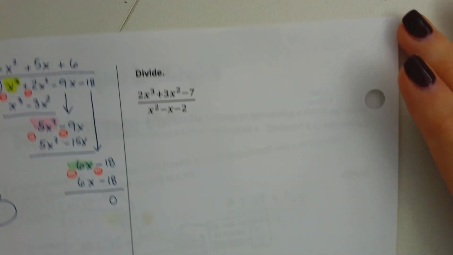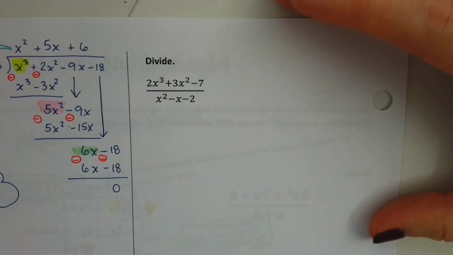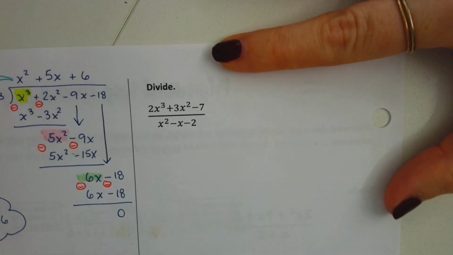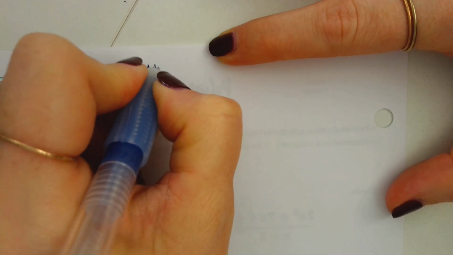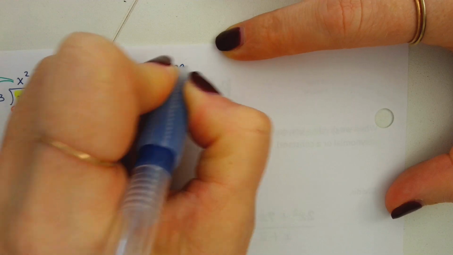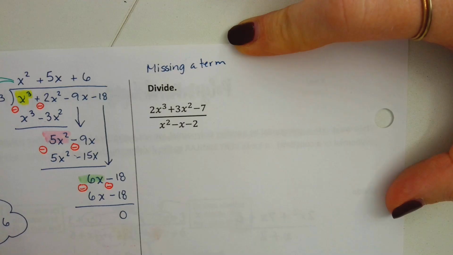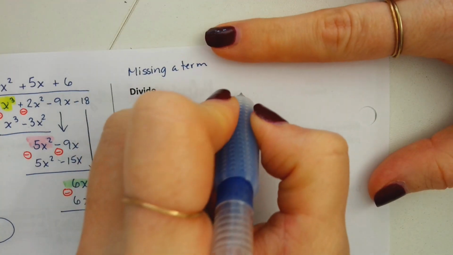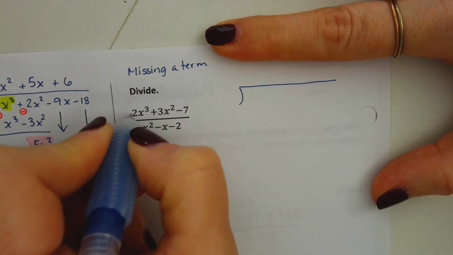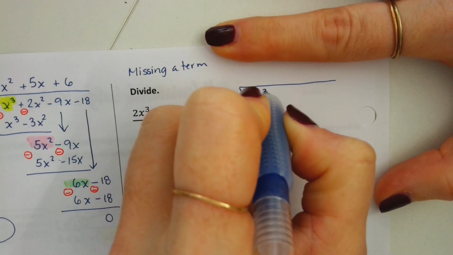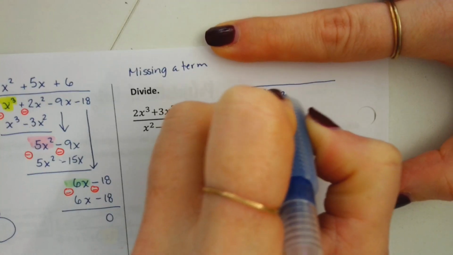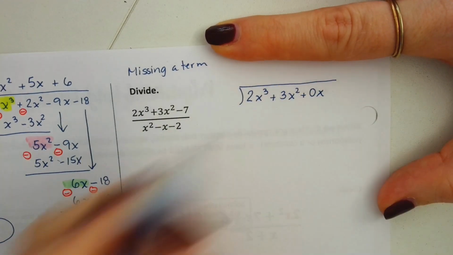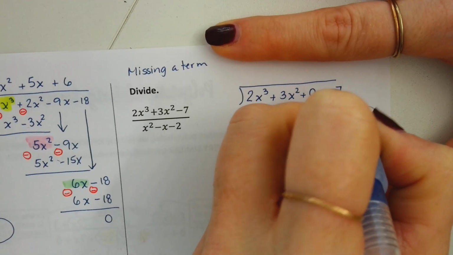All right, anyone notice what's different about the top on this one? It's missing a term. Okay, what term is it missing? The x. Yep. Anytime it's missing a term, I would write in a 0 as a placeholder, like write 0x for it. So inside my little division house, we're going to write 2x cubed plus 3x squared. We're going to put that missing term, that's 0x, and minus 7.